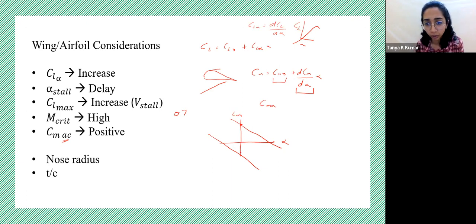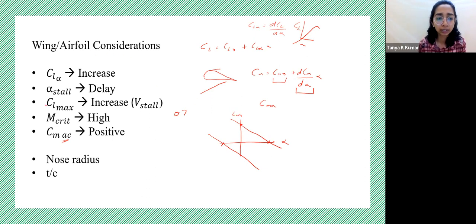So this is the trim point if this were the graph. We don't want to trim the aircraft at a negative angle of attack. We want to trim it at a positive angle of attack, which is why we need Cm naught to be positive. It's desirable for it to be positive. It's not mandatory from the stability point of view, but we want it to be positive because of the reason that he mentioned. We want it to have trim at a positive angle of attack.